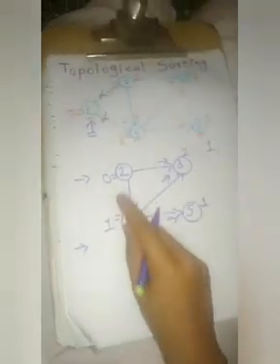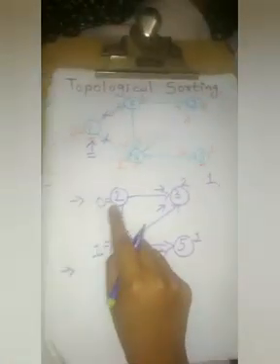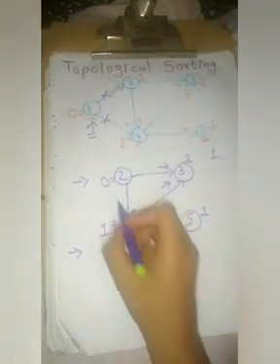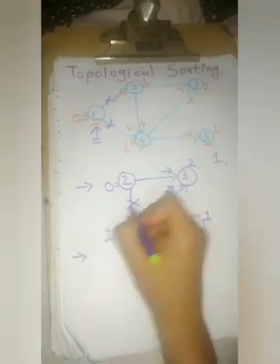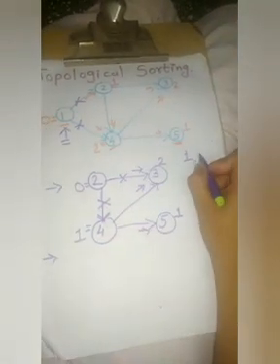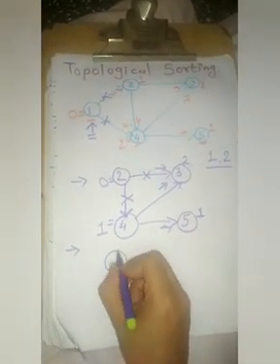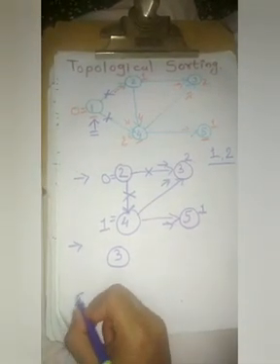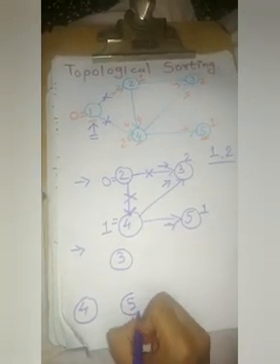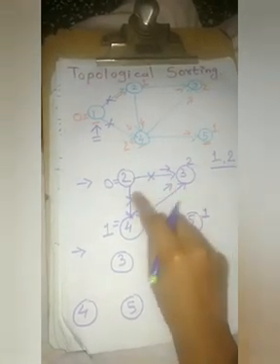Again delete the one which has incoming degree 0. So delete it and write here. So remaining graph is 3, 4 and 5. The edges are deleted.